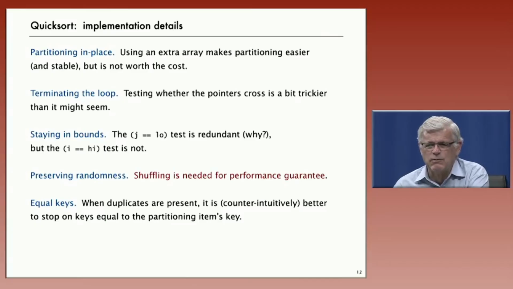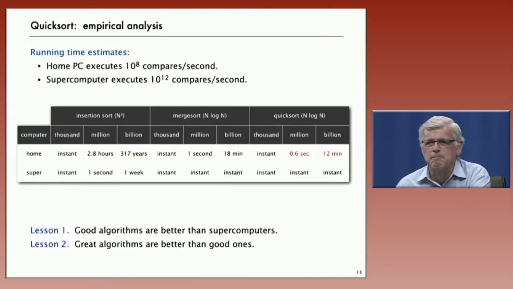And the other thing I've referred to but not talked about in detail is the presence of equal keys. You might think it would be better to handle equal keys in some special way, and we'll talk about that in a second. But this general purpose implementation stops the pointers on keys equal to the partitioning item's key, and we'll take a look at why that's important in a minute.